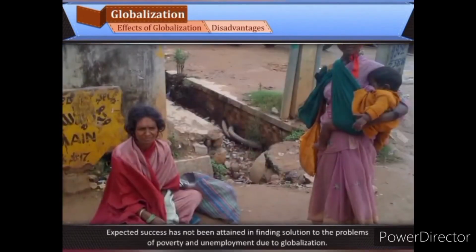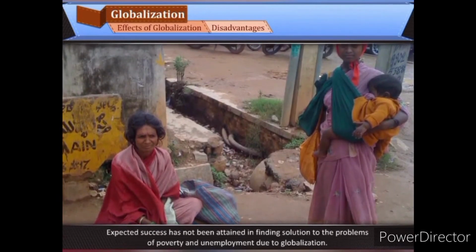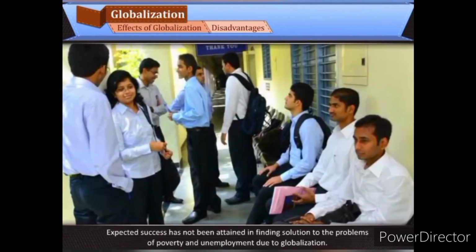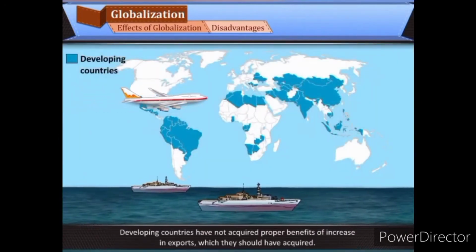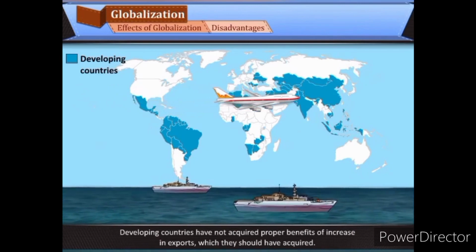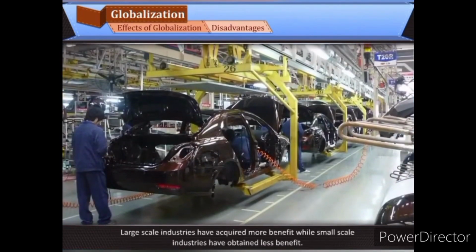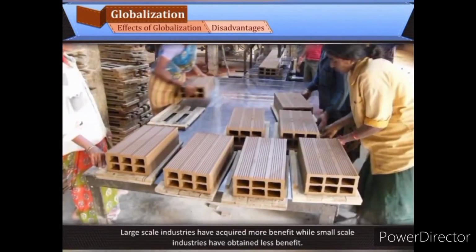Disadvantages. Expected success has not been attained in finding a solution to the problems of poverty and unemployment due to globalization. Developing countries have not acquired proper benefits of the increase in exports which they should have acquired. Large-scale industries have acquired more benefit while small-scale industries have obtained less benefit.